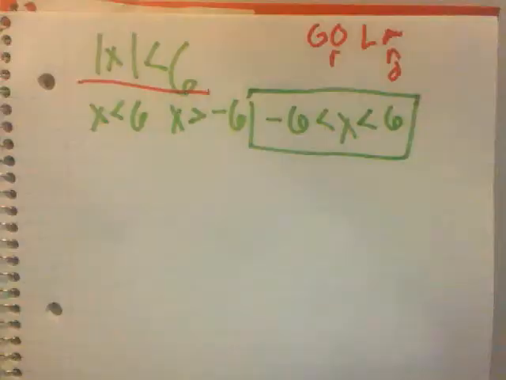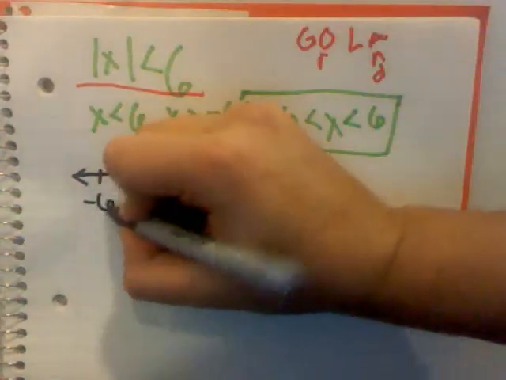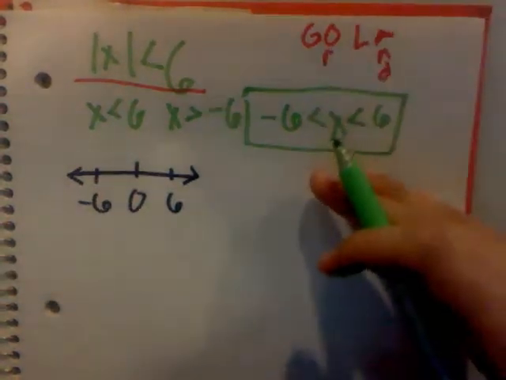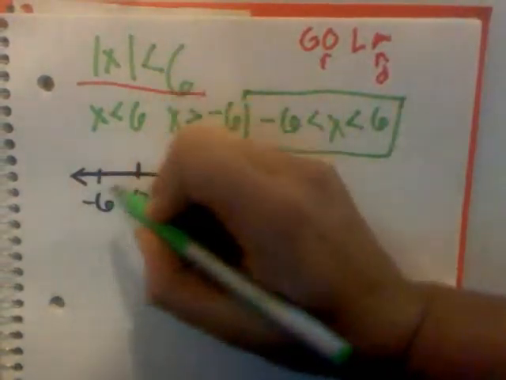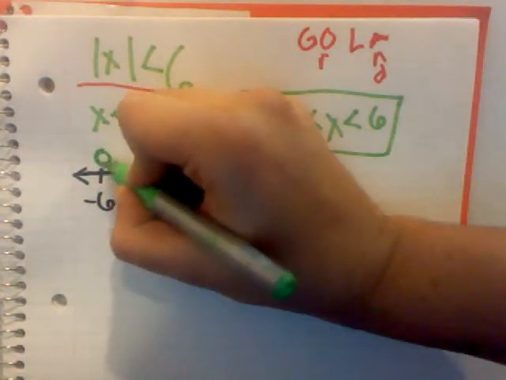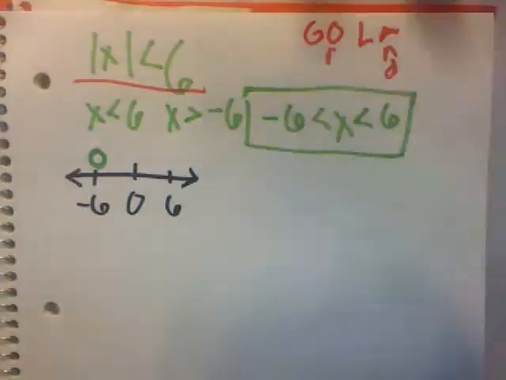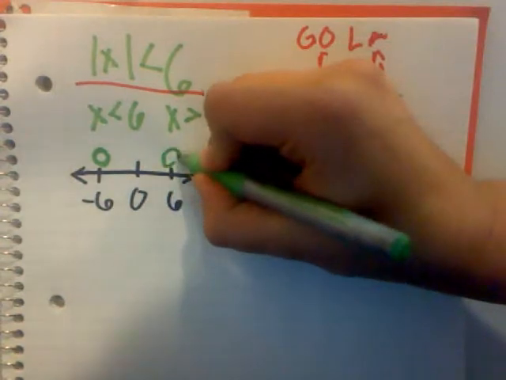And now we are going to graph this. So we have x is greater than -6. So where's -6? Right here. And it's going to be an open circle. Why? Because if this was greater than or equal to, you would shade it in, but it's not. So it's an open circle. And then we have a +6, and that's an open circle as well.